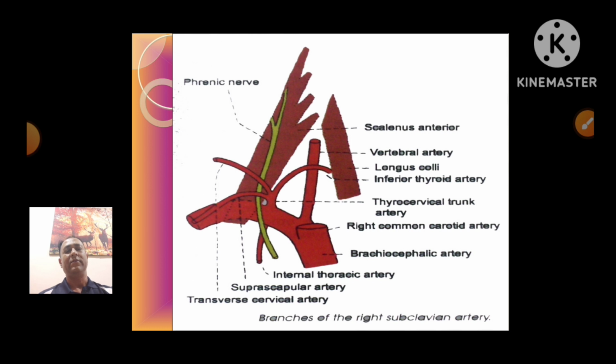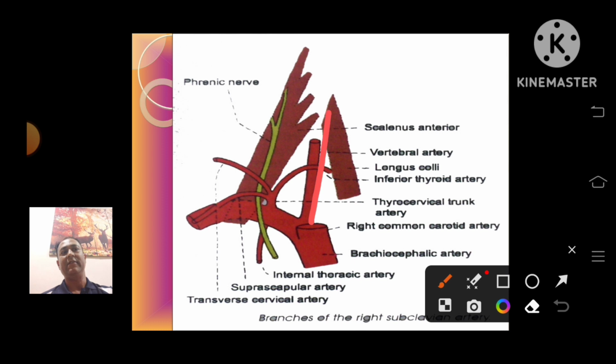Okay. So here you can see from the picture, this is the vertebral artery. It goes upward along the cervical vertebra. It passes through the foramen transversarium of each cervical vertebra and reaches the base of the brain and supplies the brain. This is the internal thoracic artery, which goes downward and supplies the structures within the thorax.